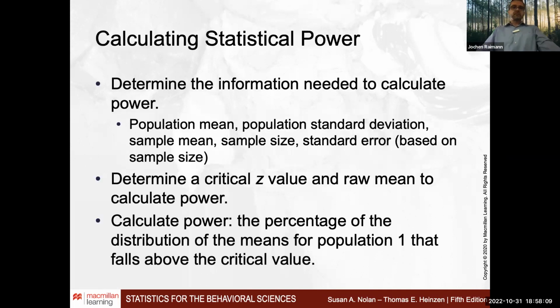So, but what does that mean? Statistical power, you can calculate, and we're not doing this calculation. I'm not sure why they don't have this calculation in there, because it's a nice formula. What goes in there is population mean, population standard deviation, sample mean, sample size, and the standard error.